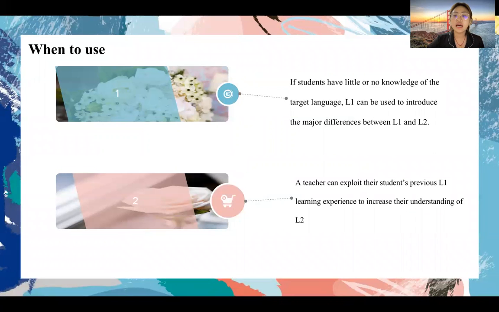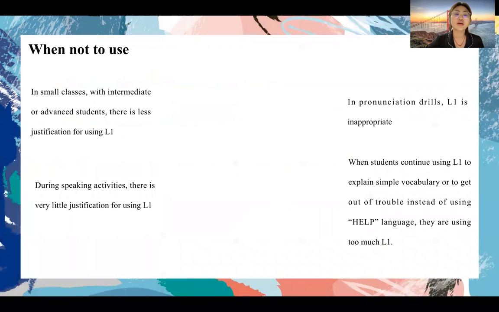If students have little or no knowledge about the target language, L1 can be used to introduce the major differences between L1 and L2. And teachers can explore their students' previous L1 learning experience to increase their understanding of L2. And here we come to when not to use it.